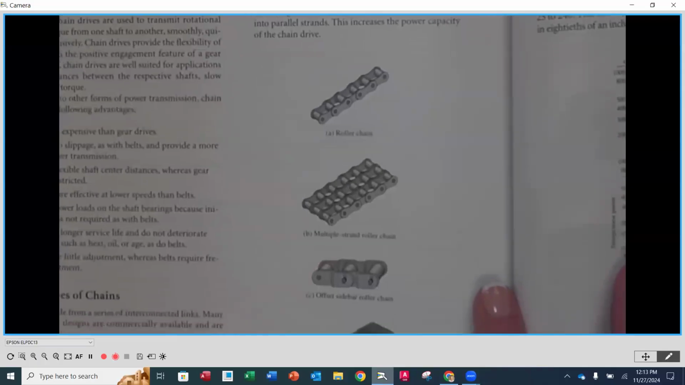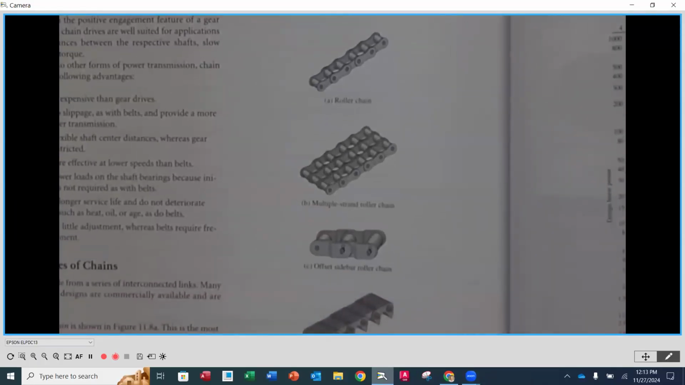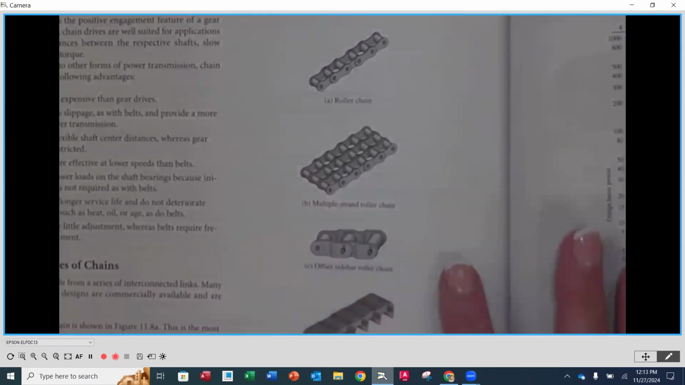Okay. The next type that we have here is an offset sidebar roller, just another application. These are going to be used when we are taking apart the side plates. We can then add different elements onto it to accommodate pushing things along a conveyor or moving product in packaging equipment. So they're used a lot in automation.